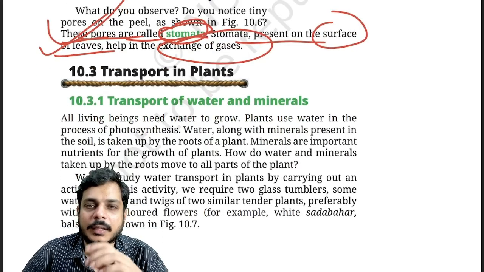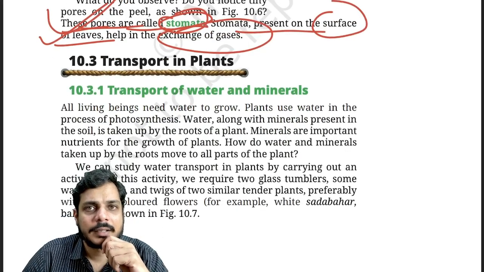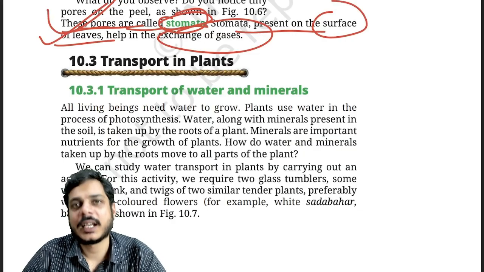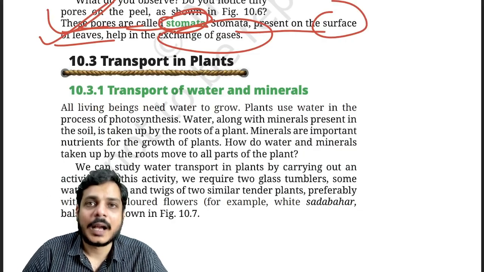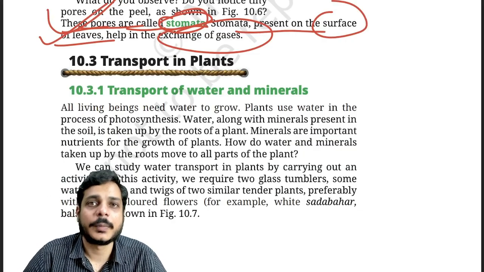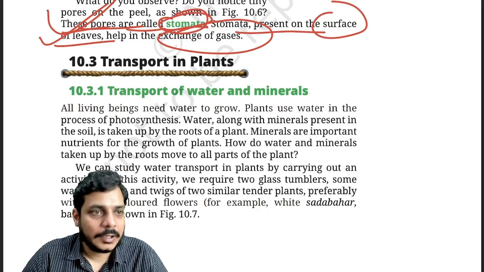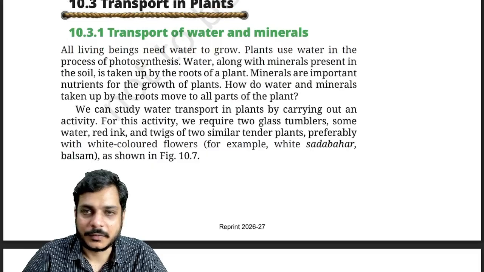Now the next thing, how does transport take place in plants? When we talk about transport of water or transport of food, just like we were talking about the digestive system, how does nutrition get to us when we eat complex food items? So let us see transport of water and minerals first.